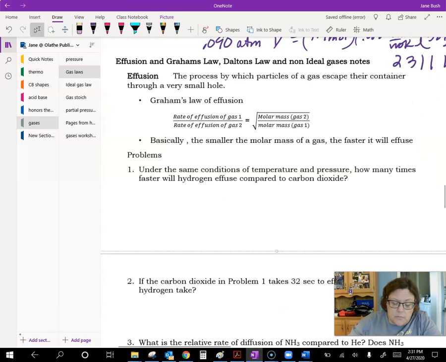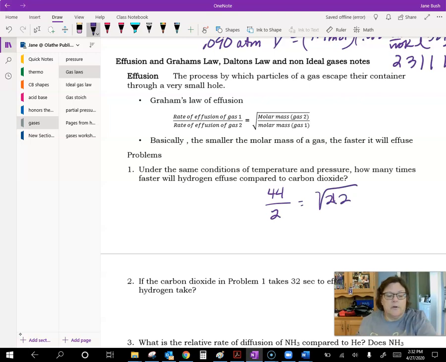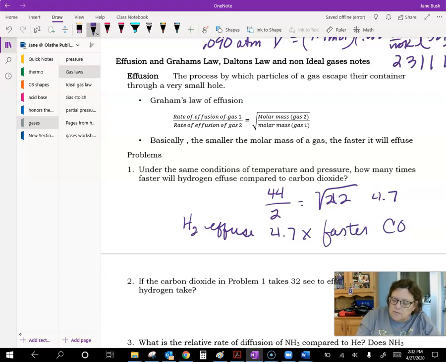All right? So, problem. Under the same conditions of temperature and pressure, how many times faster will hydrogen effuse compared to carbon dioxide? I'm going to call carbon dioxide gas 2. Carbon dioxide has a molar mass of 44 grams per mole. And then we'll call the hydrogen gas 1. So 44 divided by 2 would be 22. Now we take the square root of 22, and we get 4.7. So hydrogen will effuse, with an E, 4.7 times faster than CO2.